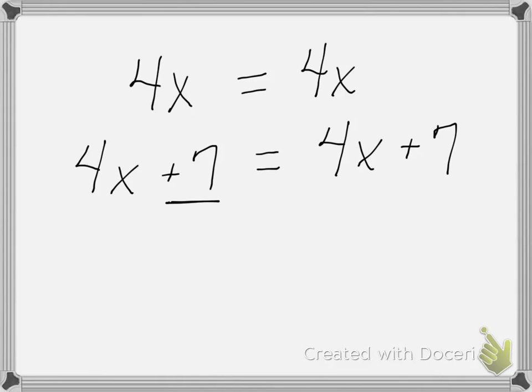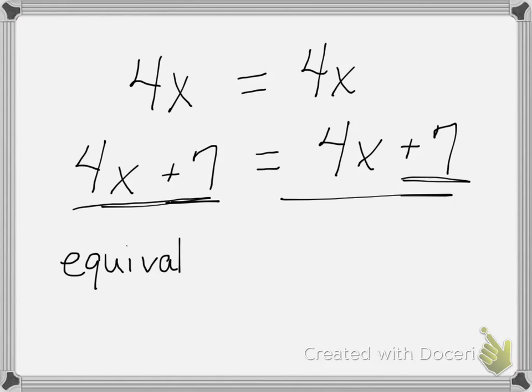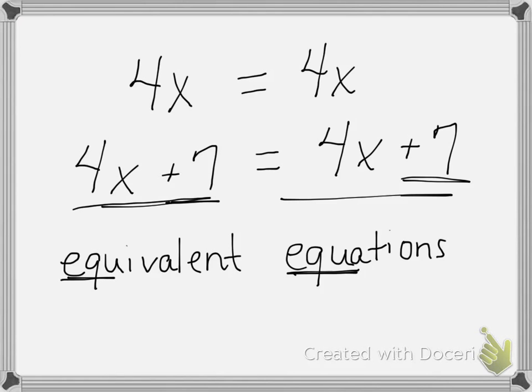So I added 7 on this side. I must also add 7 on this side of the equal sign. When you have equations with the same solution, they are called equivalent equations. As you can see, everything over here is the exact same as over here. So these are equivalent equations. And both of these words have EQU in them. Equal, equivalent equations. They're equal on both sides. Okay, let's go to the next page.